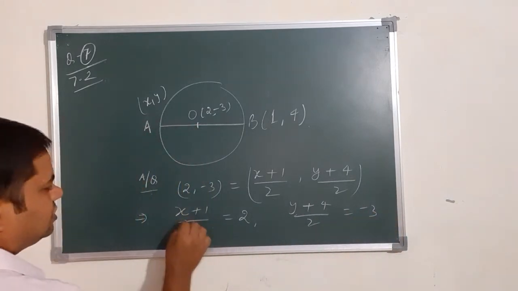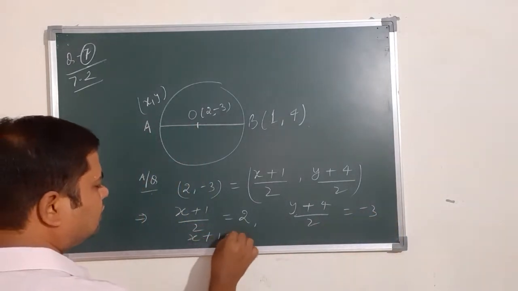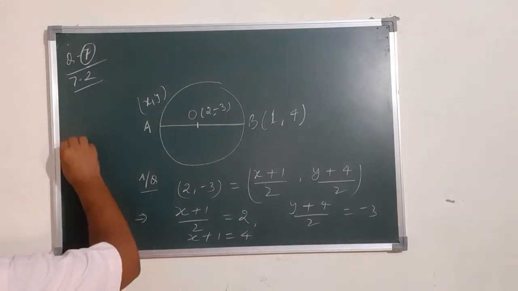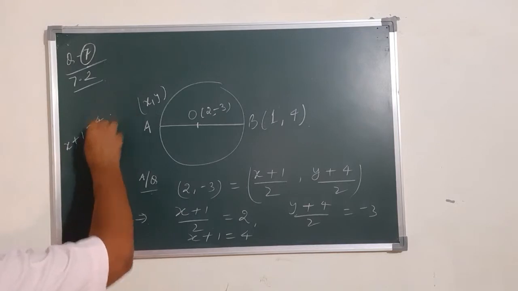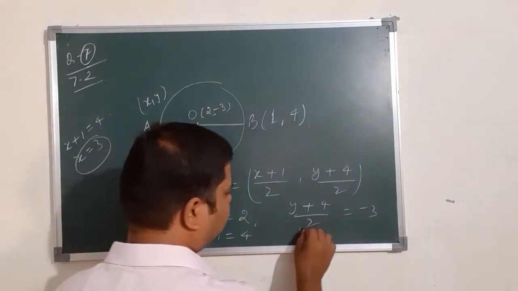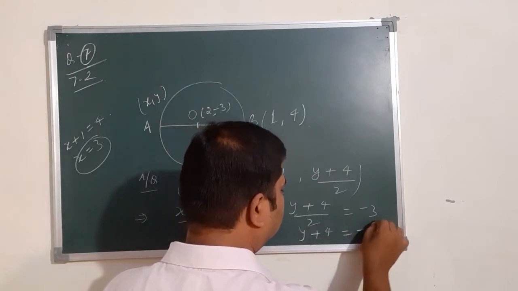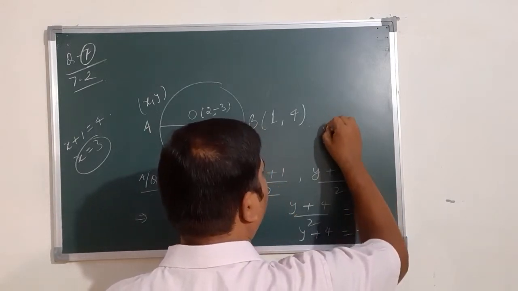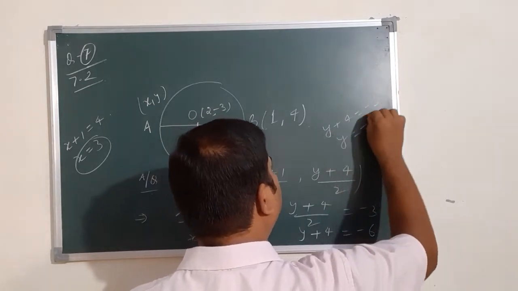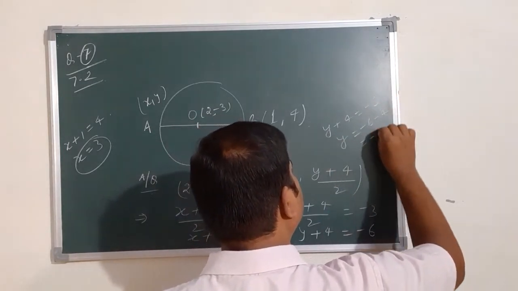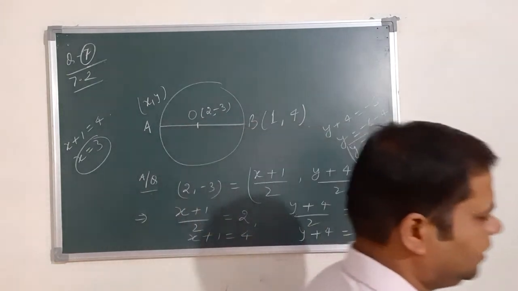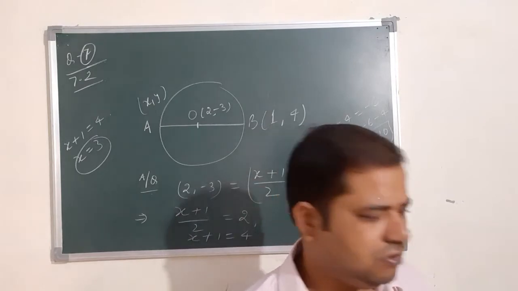So x + 1 = 4, so x is 3. Similarly, y + 4 = -6, then y = -6 - 4, which is -10. So this is the value of y. Please note it down.